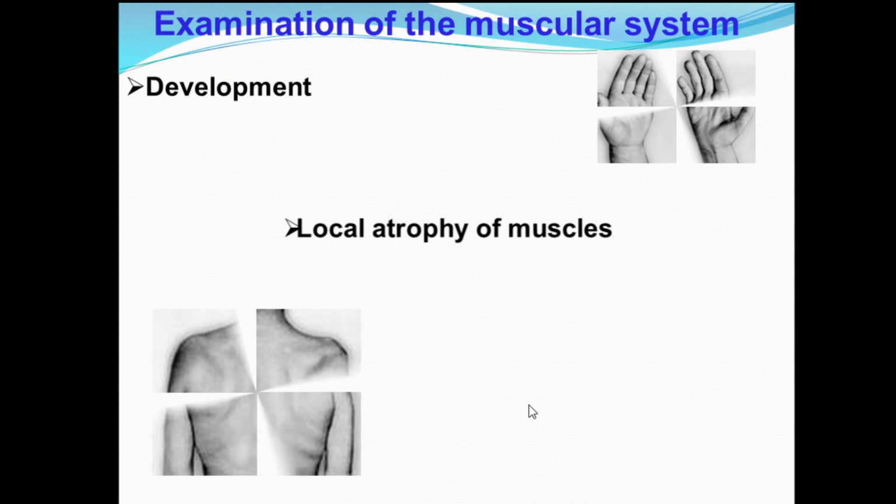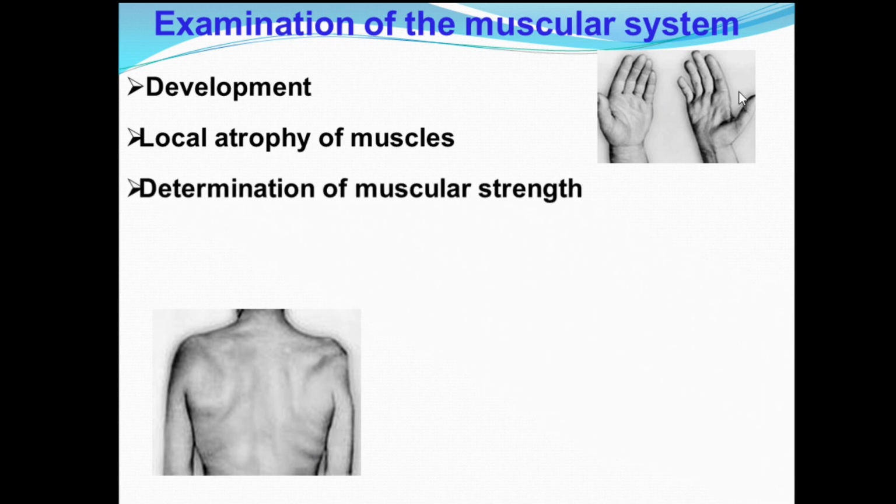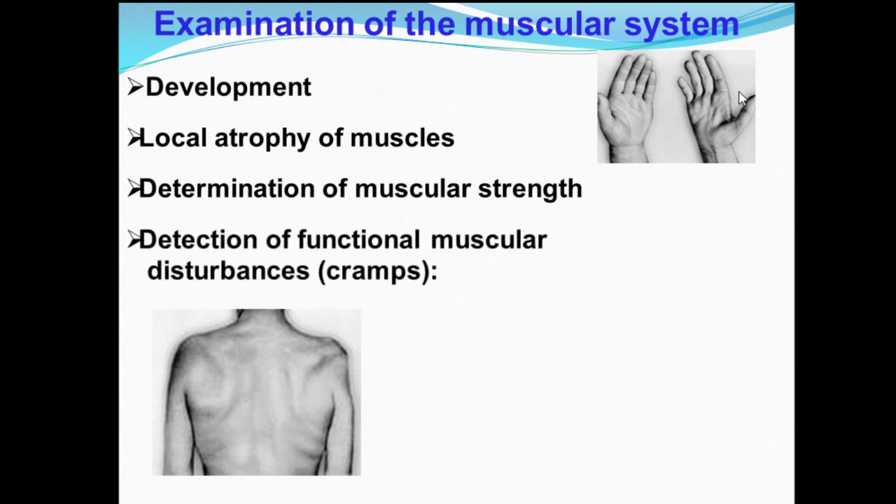Examination of the muscular system includes information about the development. We can reveal local atrophy of the muscles, for example, by comparing one and the other sides of the body, one hand and the other hand. We can also determine muscular strength and detect functional muscular disturbances, cramps, which may be seen on superficial examination.